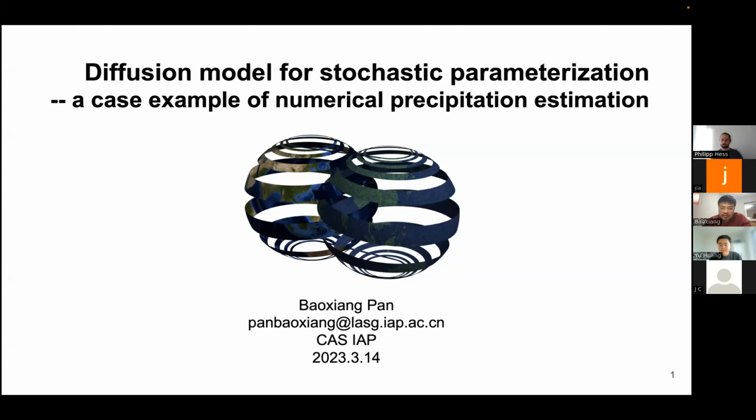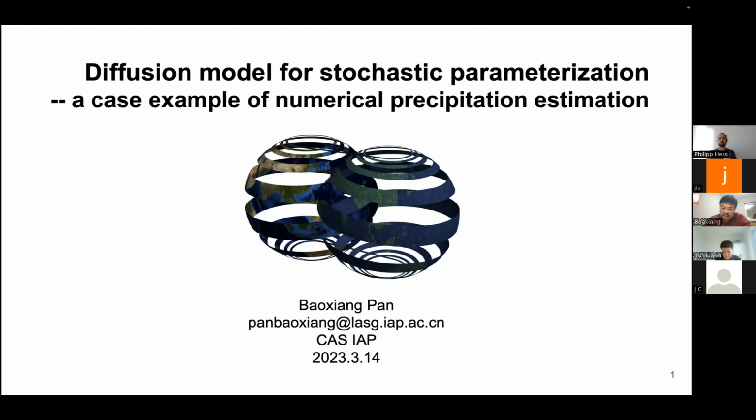So the title is Diffusion Model for Stochastic Parameterization, a case example of numerical precipitation estimates. As you mentioned, I'm currently working at the Chinese Academy of Science. Previously, I was working at Lawrence Livermore National Lab, working on combining deep generative models and dynamical models to improve the forecast across weather to climate scale. And here I'm basically continuing what I have been doing in LLNL.